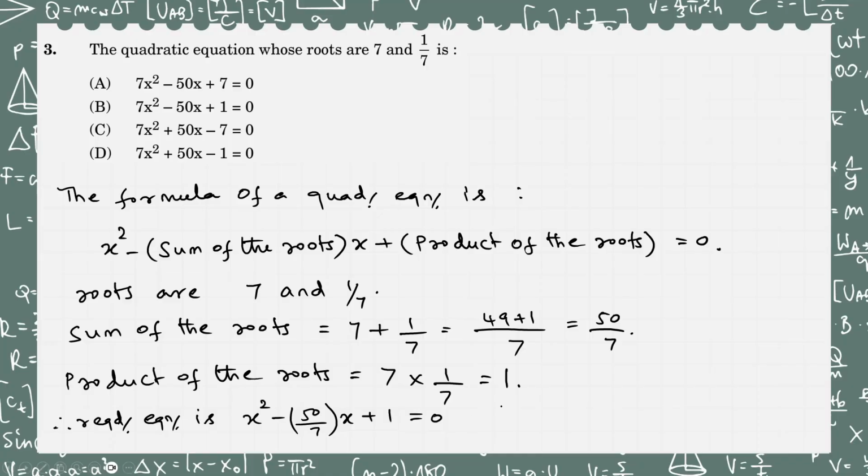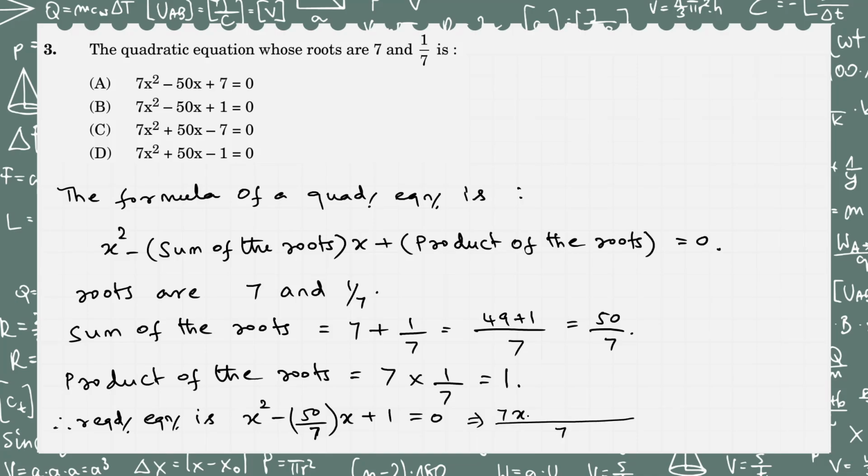See, we usually won't stop with the final answer having a fraction in it, right? 50 by 7 is a fraction. We won't stop the process like this. So we can multiply both sides by 7, or take LCM as 7 and send it to the other side. Both are the same only. So let us take 7 as LCM.